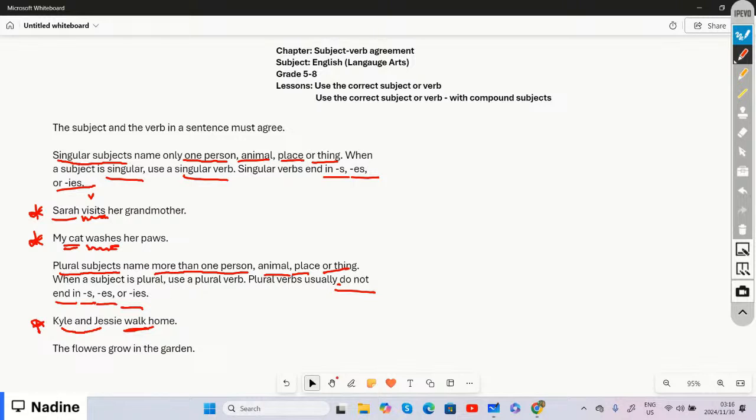And as you can see, if you look at our verb, which is walk, there's no s, no es, or no ies attached to that. Because when we have a plural subject where we refer to more than one person, animal, place, or thing, then our verb that agrees with our plural subject does not end with s, es, or ies.